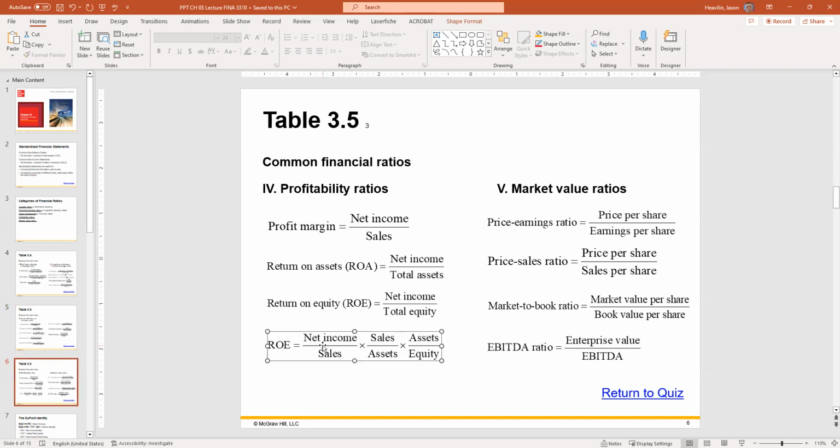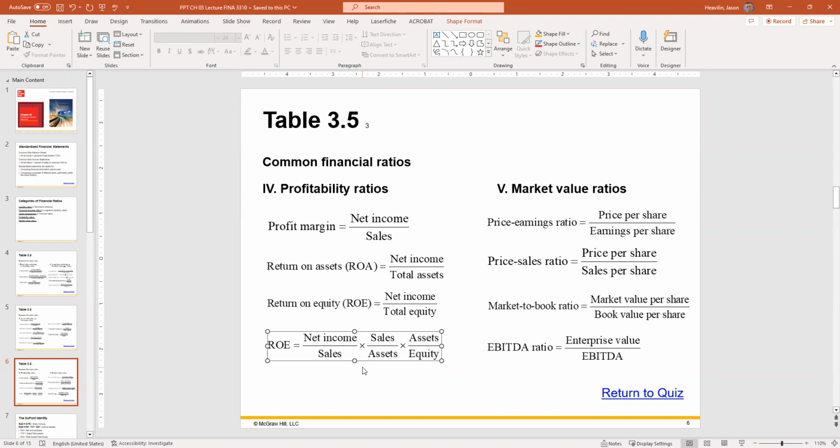Now, I want to bring your attention here to return on equity, which is a big one in the finance world. Notice a return on equity here, we have net income over total equity, but we also have ROE as net income divided by sales multiplied by sales over assets multiplied by assets over equity. These two calculations will give you the exact same number. However, they don't give you the same information.